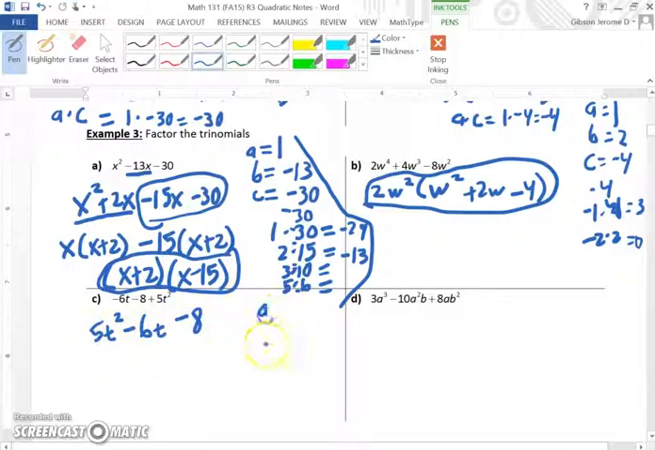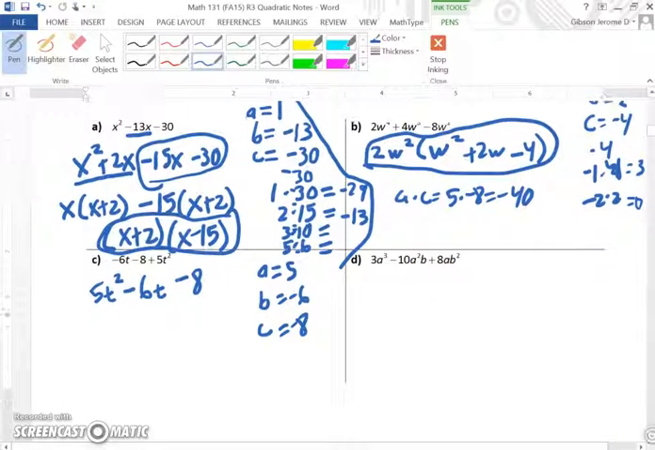So we will list our A, B, and C. A is 5, B is negative 6, and C is negative 8. Now we know we multiply our A and C. I'm going to use some of this blank space here, so I won't mess up the problem. So we have A times C, which would be 5 times negative 8, which is negative 40.